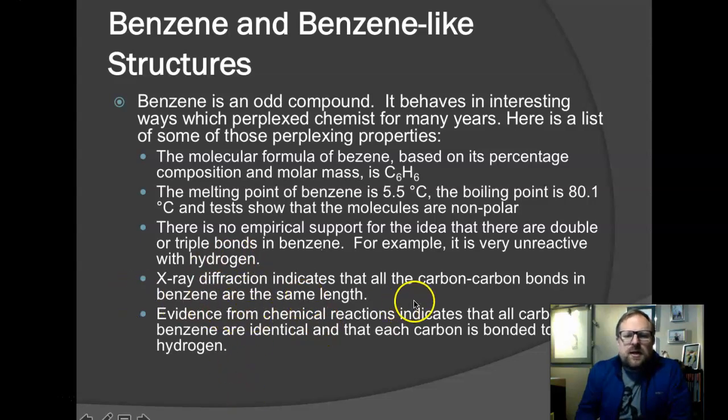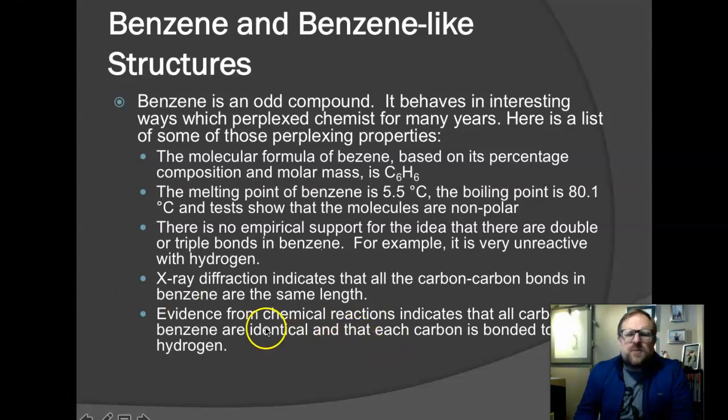X-ray diffraction indicated that all the carbon-carbon bonds in benzene are the same length, which is interesting. We haven't really talked about bond length much, and I'm not going to dwell on it too much. But it had to do with some bonds being a little shorter, like double and triple bonds, than a carbon-carbon single bond. And the last piece of evidence is that evidence from chemical reactions indicates that all carbons in benzene are identical and each carbon is bonded to one hydrogen. And this couldn't be true if it had any double or single bonds in it.